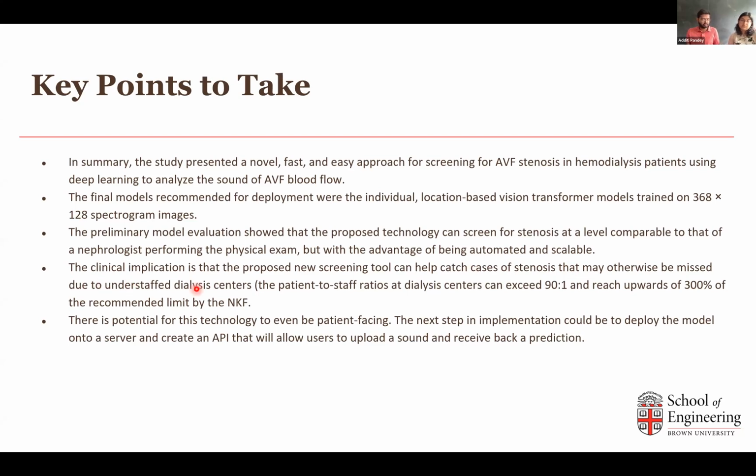The clinical implication is that the proposed new screening tool can help catch cases of stenosis that may otherwise be missed due to understaffed dialysis centers. As we can see here, the patient to staff ratios at some dialysis centers can exceed 9:1, which is also 3% higher than the recommended limit from the National Kidney Foundation. So in this case, this kind of approach will be very useful. Also, there is potential for this technology to be patient-facing. The next step could be implementation: deploy the model onto a server and create an API so that users can upload the sound recording and receive the prediction.